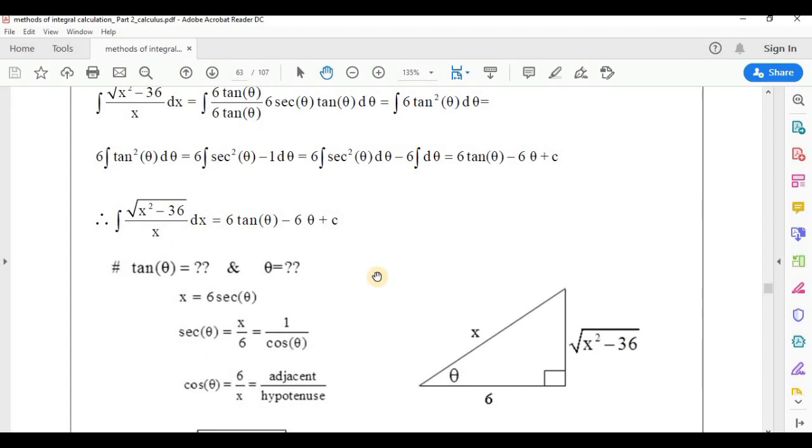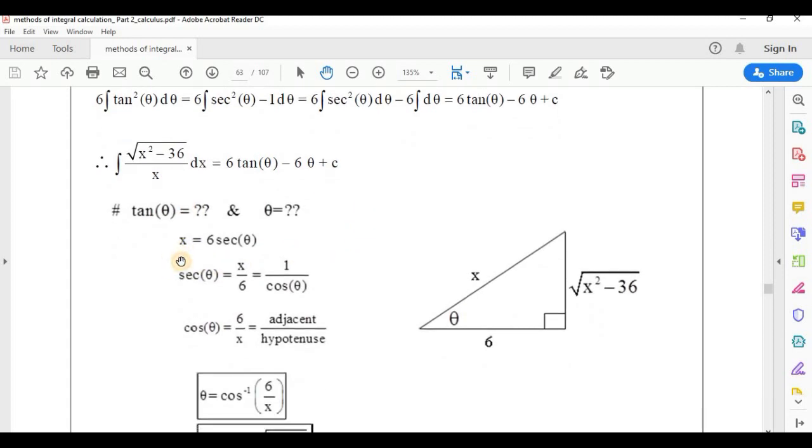The last step, we need to put the result of this integral in terms of x from our assumption. We need to find tan theta and we need to find theta. From our assumption, from the first step, x equals 6 multiplied by sec theta. So sec theta will be equal to x divided by 6, and this will be equal to 1 divided by cosine theta. As we know, cosine theta will be equal to adjacent divided by hypotenuse. So the adjacent will be 6, and the hypotenuse will be x. Then the opposite will be the square root of x squared minus 36.